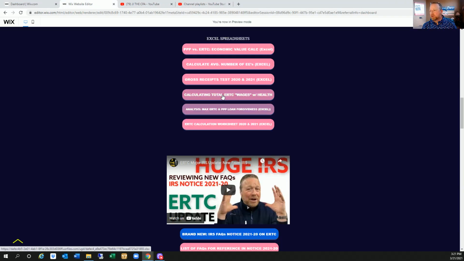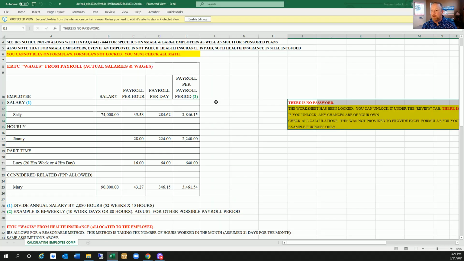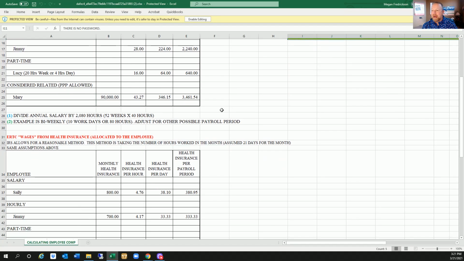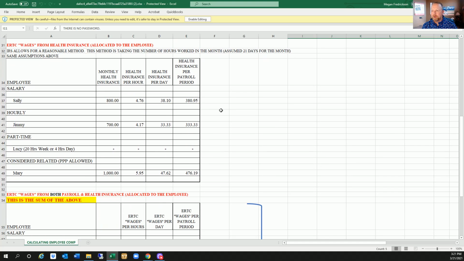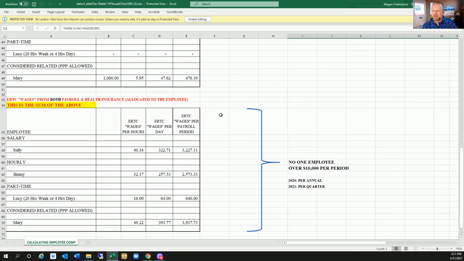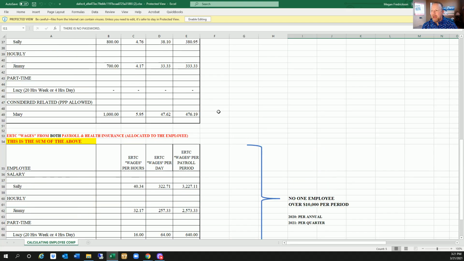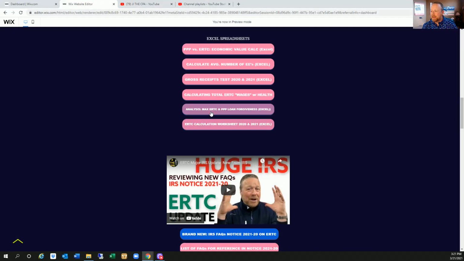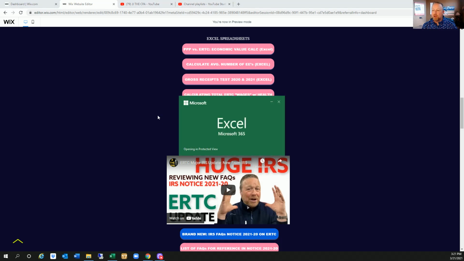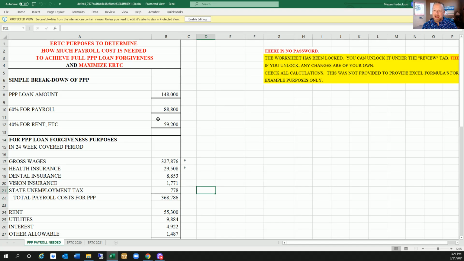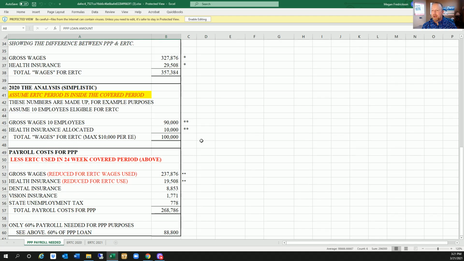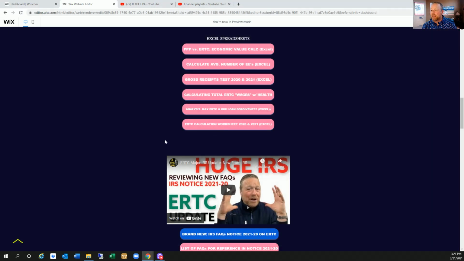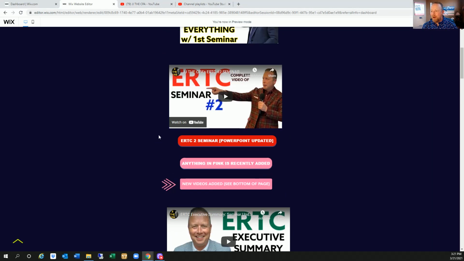And then also a big part is then once you know the time period and what year, you got to figure out what wages and health insurance for ERTC purposes is considered wages. So I walk through a pretty detailed example, breaking out salary, hourly, part-time, and owners and things to that effect. And then when you get into going, okay, I do appear to have some overlap, well, then how do you figure out how to maximize both the PPP and the ERTC? And I go through these in the seminar in detail.